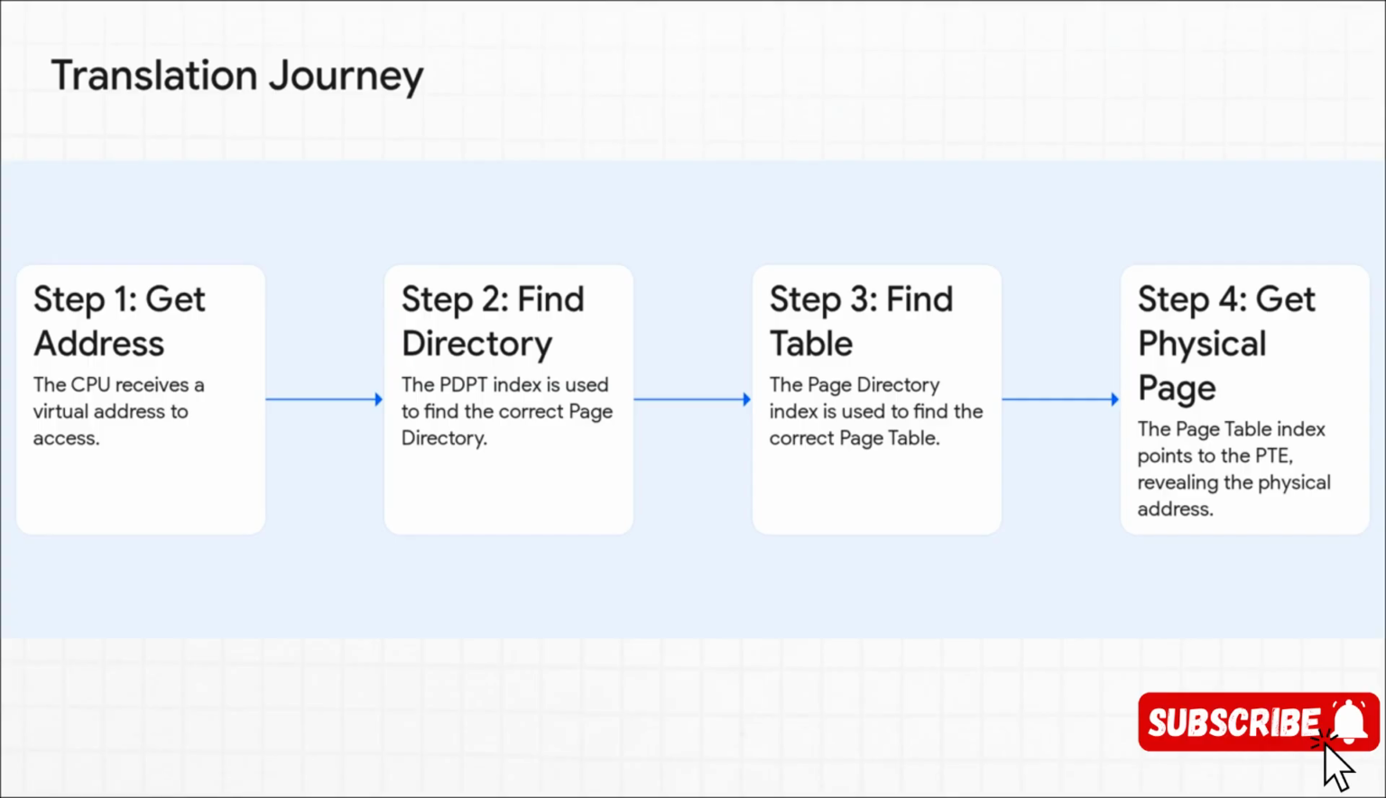The secret is a special piece of hardware called the Translation Look-Aside Buffer, or TLB. The TLB is a cache that remembers recent translations. So most of the time, the CPU doesn't need to walk the tables at all. The answer is already cached, making the translation happen at absolutely breathtaking speed.